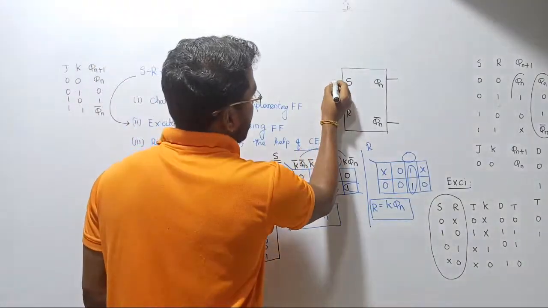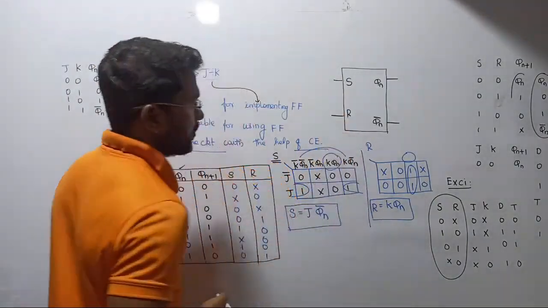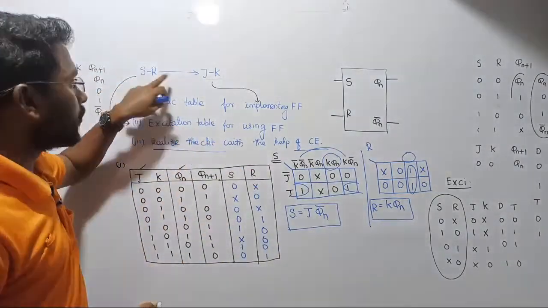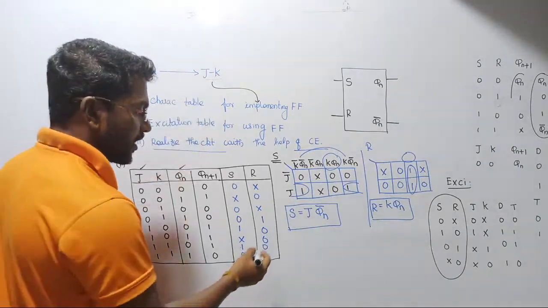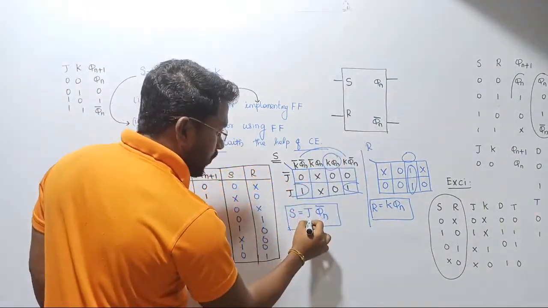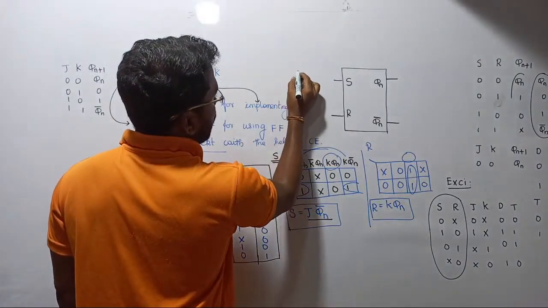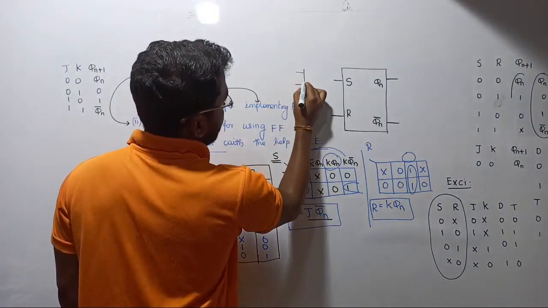Now let us design the circuit. This is the general representation of an SR flip-flop, right? Now what we have to do? We have to use the SR flip-flop in order to design the JK flip-flop. See there, the input of S is going to be what? J dot Qn bar, right? So let us give J Qn bar. Let us give that one.